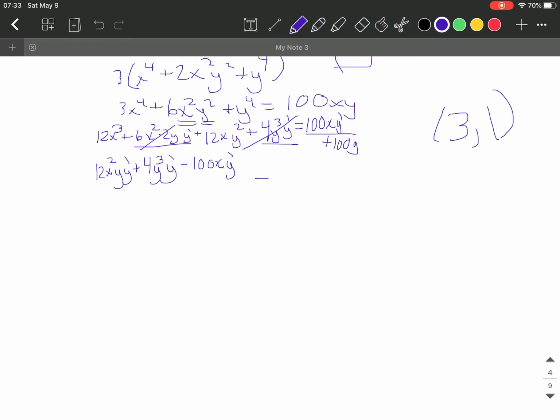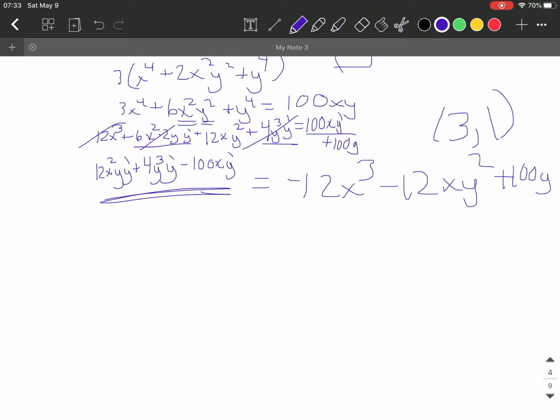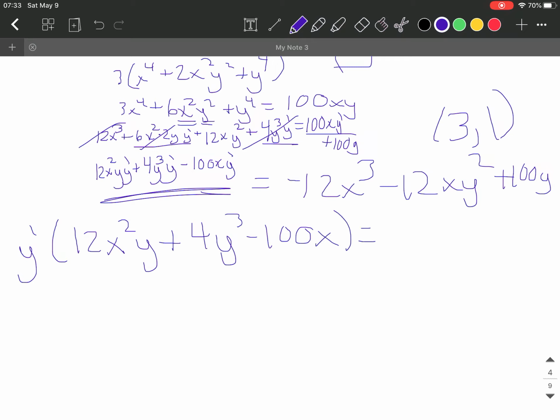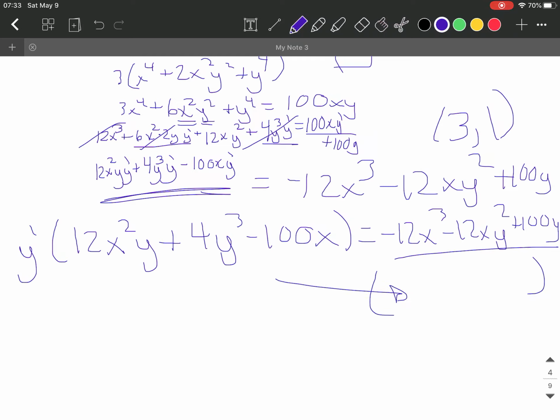Okay, so now that would be equal to anything that doesn't have y prime taken over to the right side of the equation, so it'd be negative 12x cubed minus 12xy squared plus 100y. So now let's take y prime out as a greatest common factor. And then you take that parentheses dividing over to the other side.